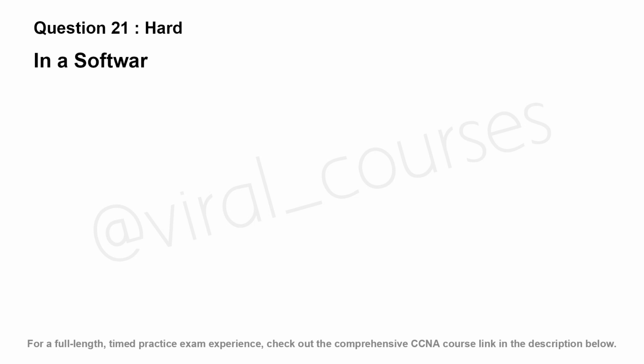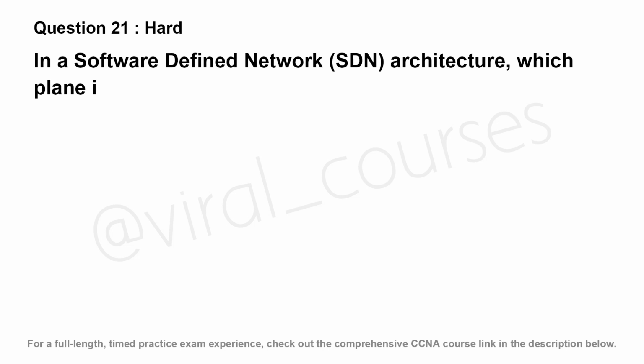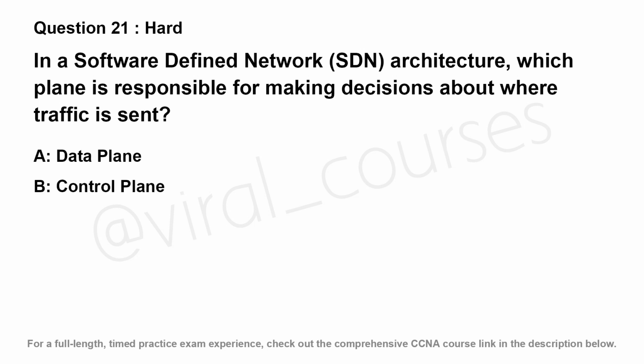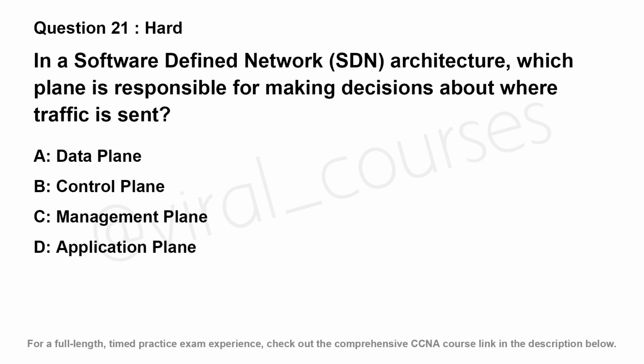In a software-defined network, SDN, architecture, which plane is responsible for making decisions about where traffic is sent? Option A, data plane. Option B, control plane. Option C, management plane. Option D, application plane.